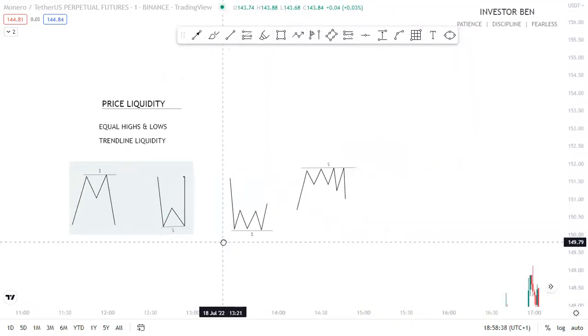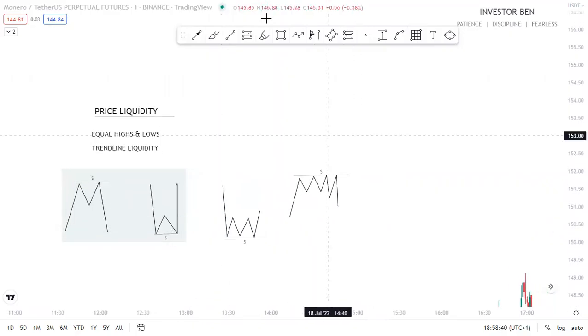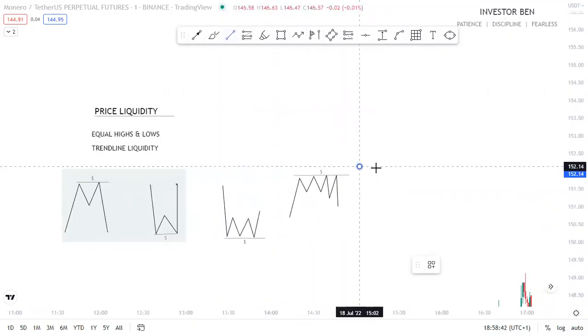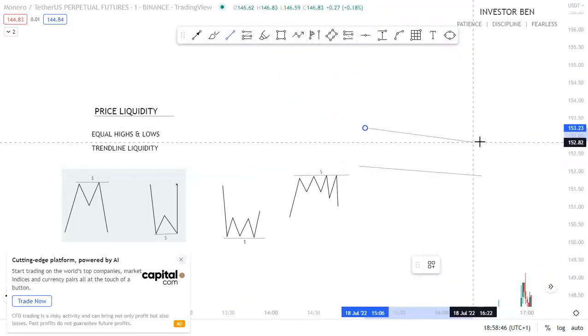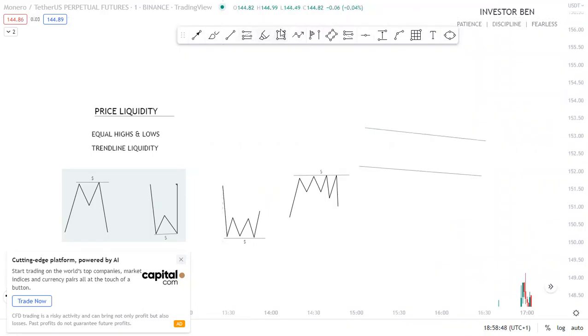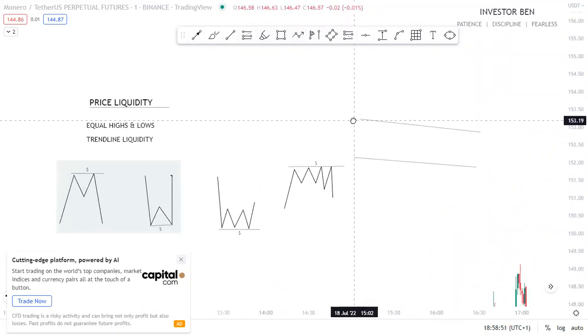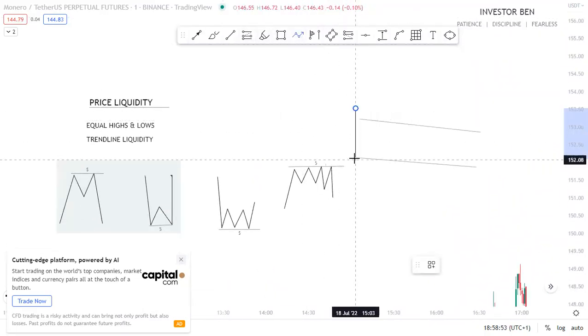Now we have what we call the trend line liquidity. Let's use this as an example. Even in your chart pattern, let's use this as an example, but I won't be drawing any chart pattern here. So, trend line liquidity here.